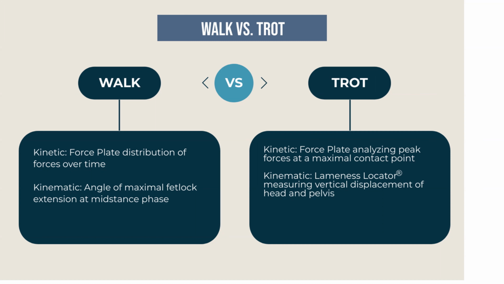For kinematics, there's an inertial sensor system that's commercially available called the Lameness Locator, and this is used to measure the vertical displacement of the head and pelvis of the horse during the trot, which are the variables that are used in the subjective lameness evaluation to determine which leg is lame.